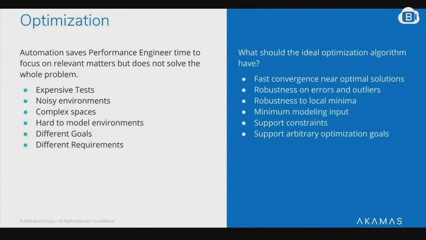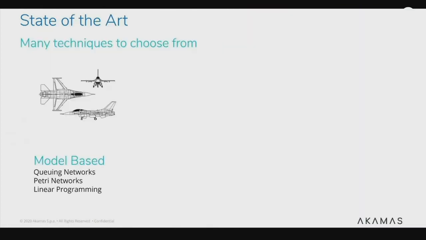From an optimization point of view, the ideal optimizer should address these challenges by supporting the specification of custom optimization goals and constraints, requiring minimum modeling input or none at all, being robust to noise, and being able to converge fast to the optimal solution, without being stuck in local minima.